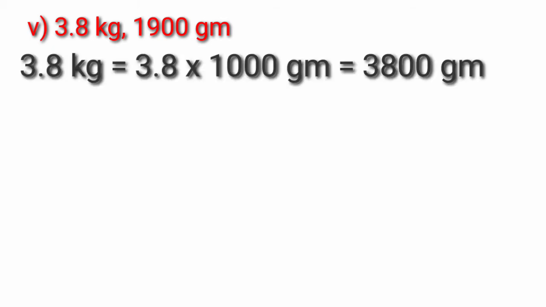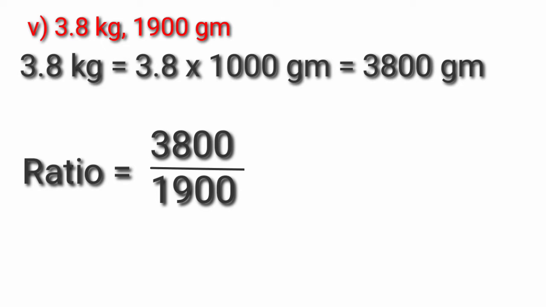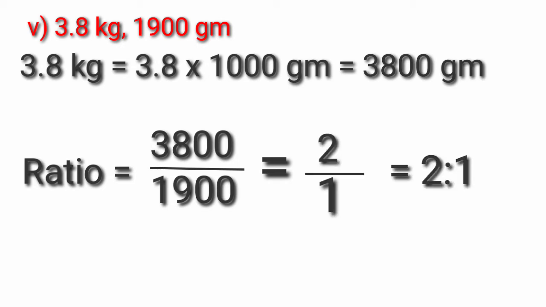Fifth, 3.8 kg, 1900 gram. So 3.8 kg can be converted into gram by multiplying it by 1000. So 3.8 kg is equal to 3.8 multiplied by 1000 gram, which is 3800 gram. So therefore the ratio is 3800 upon 1900, as both the quantities are in gram. So 0 0 get cancelled, again 0 0 get cancelled. 19 1s are 19, 19 2s are 38. So it is equal to 2 upon 1, which is 2 is to 1.